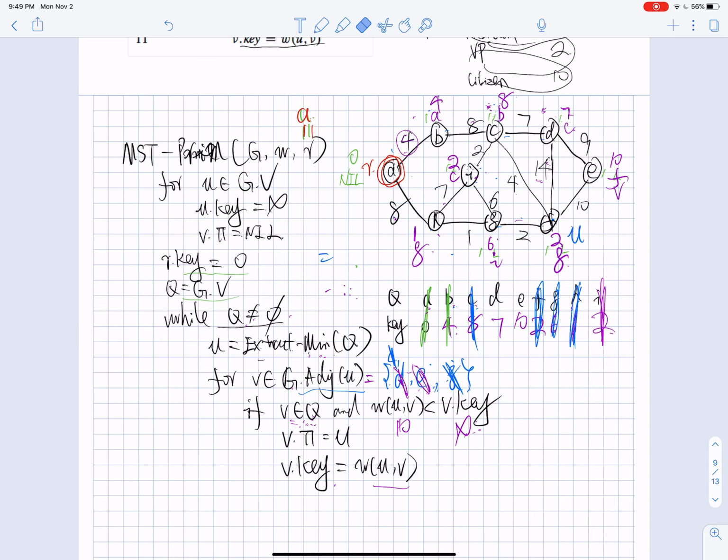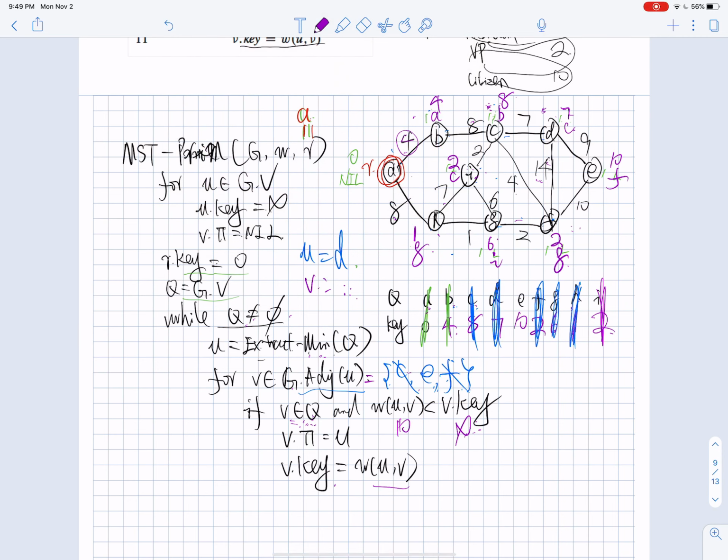It's not empty. So we call the extract-min, and the node to be removed is d, because it has the smallest key. So we have u equal to d, and the neighbors of d include c, e, f. We can see that c is out of the queue and f is out of the queue. Only e is inside the queue.